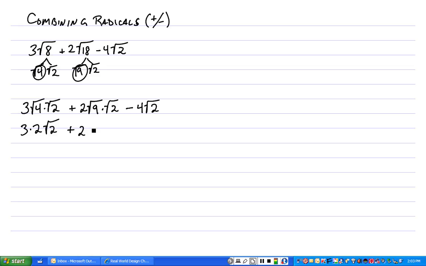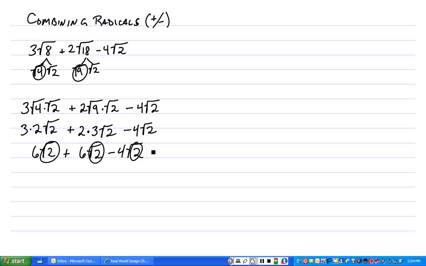We know that the square root of 9 is 3, and we can't break down the radical 2 any further, so it stays there. And again, this one we said we can't do anything with, so we leave it alone. Now 3 times 2 is 6 square root of 2. 2 times 3, 6 square root of 2 minus 4 square root of 2. So now they all have square root of 2 in common.